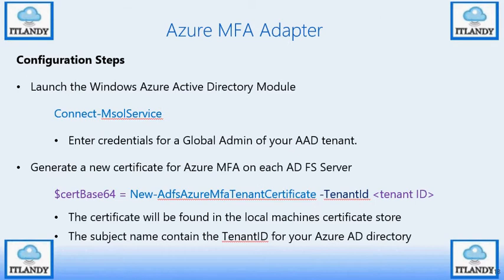Steps: you need to launch the Windows Azure AD module, connect MSOL service, and enter the credentials for the global admin to your tenancy. Generate a new certificate for MFA for each server you need. This is the command to generate it, with Cert base 64 and the tenant ID. The certificate will be found in your local machine. The object name or subject name will contain your tenant subscription.